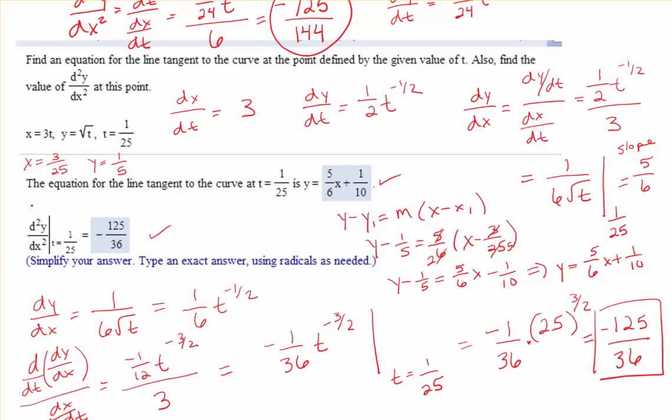So it's kind of a subtle little mistake I made there, but it definitely could be quite frustrating. So when you're finding the second derivative, your numerator is the derivative with respect to t of your first derivative.